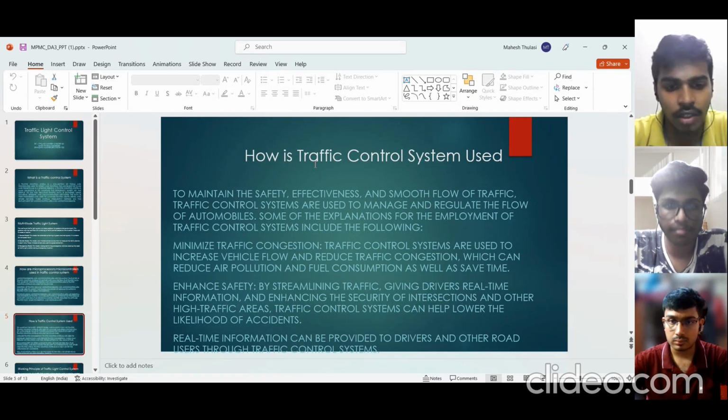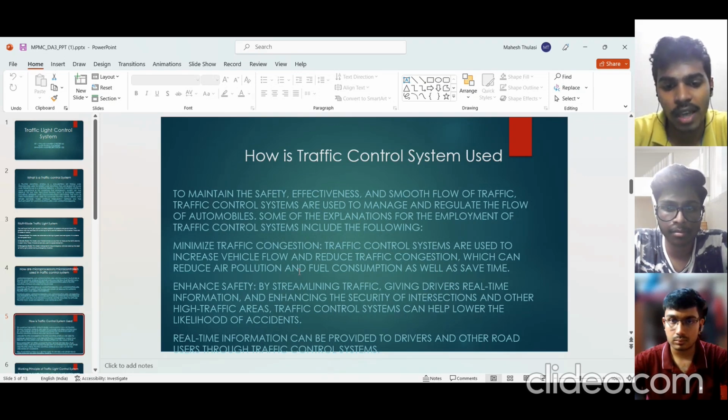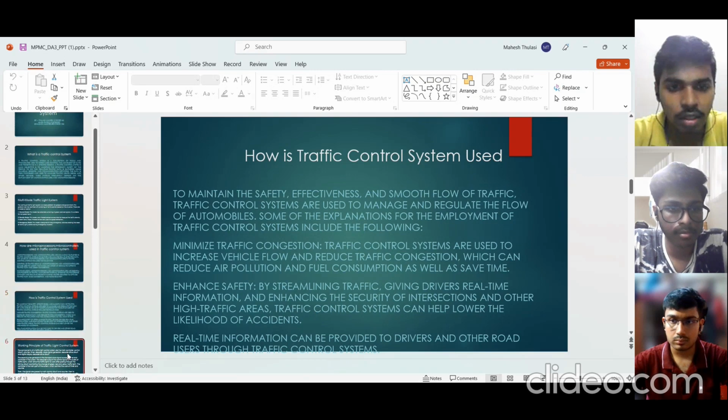And enhance safety. This is the main particular reason: by streaming the traffic, giving drivers real-time information and enhancing the security of intersections and other high traffic areas, these traffic control systems can help lower the likelihood of accidents. Because of heavy traffic, we see many accidents in daily life, and real-time information can be provided to drivers and other road users through the traffic control system. We have to motivate them, or give a minimum idea of how traffic can be controlled. Okay, we will go on to the next slide.